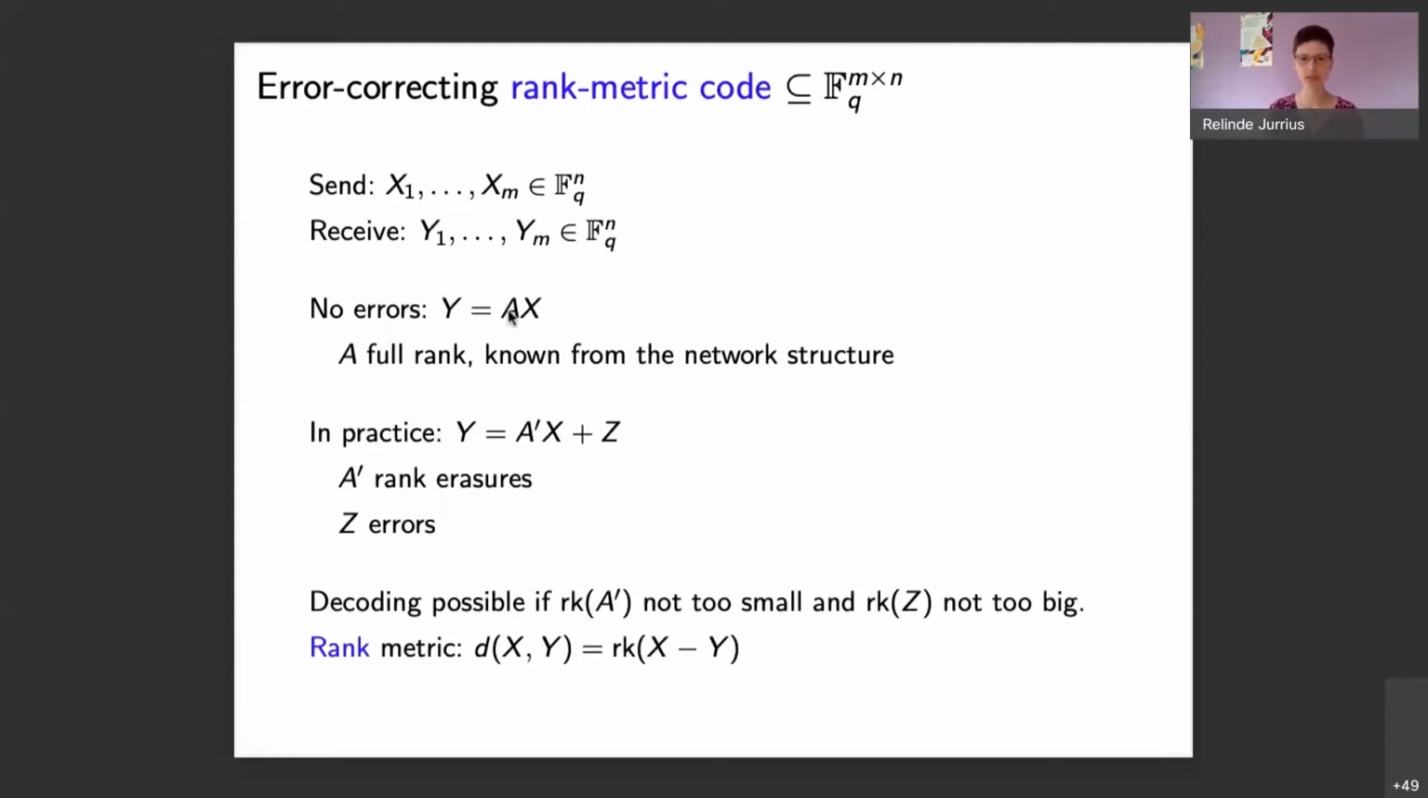And we know A from the network structure. Now, in practice, what happens is that you don't receive A times X, but you receive A prime times X plus Z. What happens is that your matrix A is not completely full rank. It forgets to add some of the vectors while forwarding. And also there can be some error, which is the error that comes from all the separate communication between the nodes, but we collect it in one error matrix.